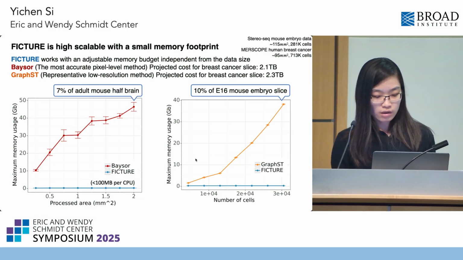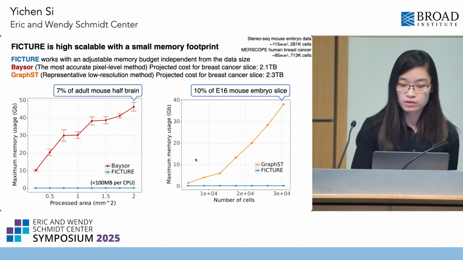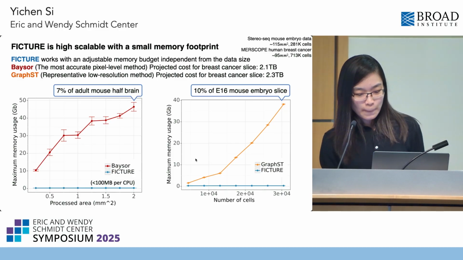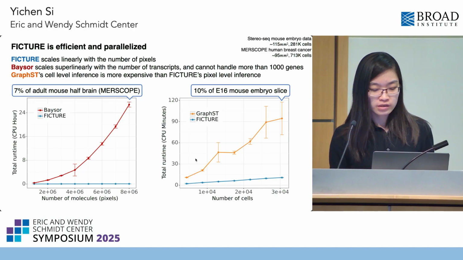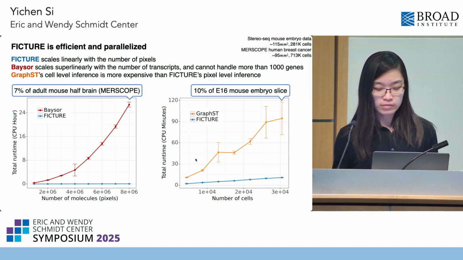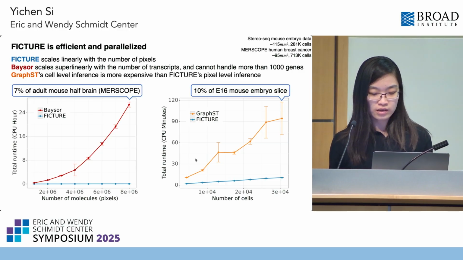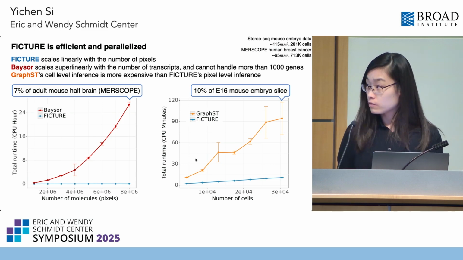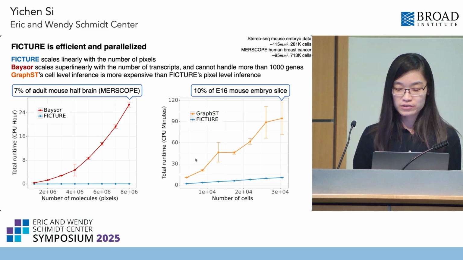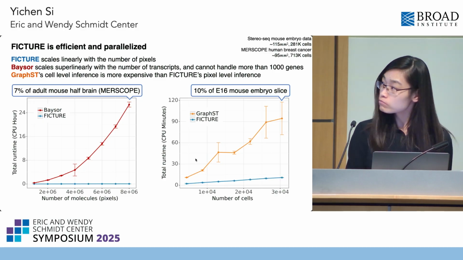So we have an adjustable memory budget that's independent of the size of the dataset. In terms of runtime, we scale linearly with the number of transcripts and can be massively parallelized. Beta scales superlinearly and cannot scale to more than 1,000 genes. And our pixel-level inference is even more scalable and efficient than the cell-level inference from the graph neural network.